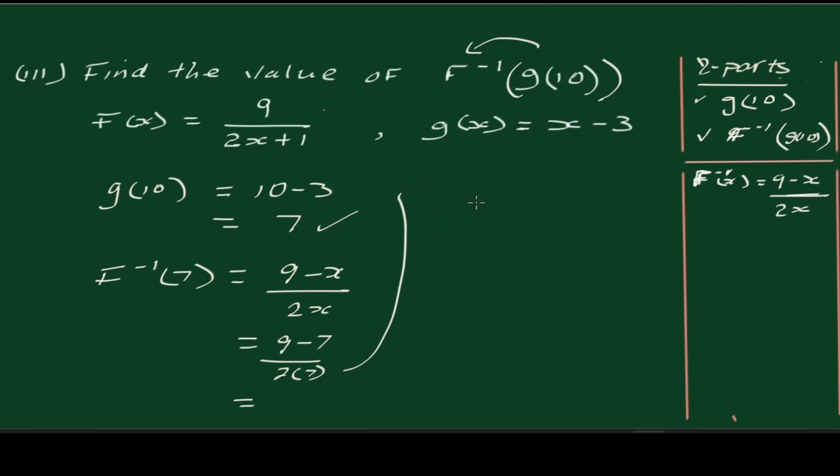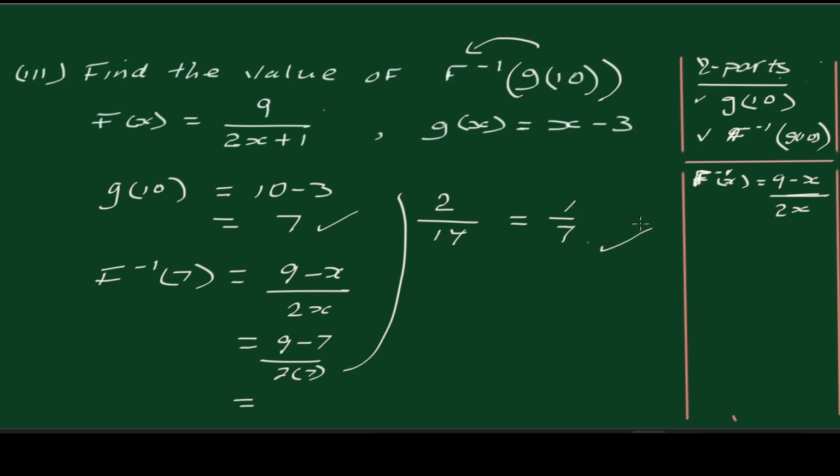So now we have 9 minus 7, which equals 2, and 2 by 7 is 14. So the answer is 2 over 14, and the answer is 1 over 7. And this is the final answer for this particular question.